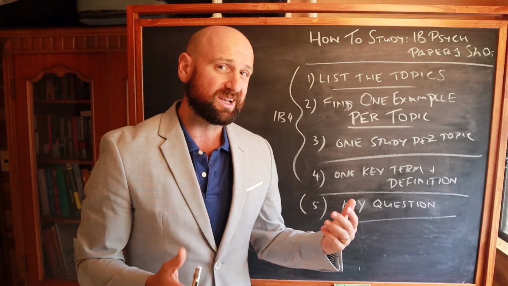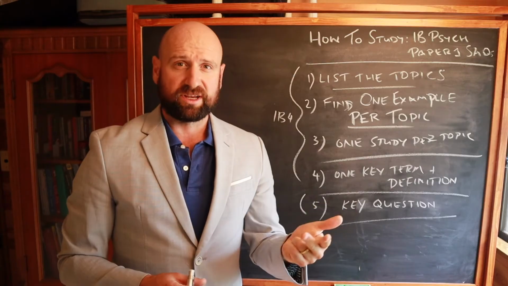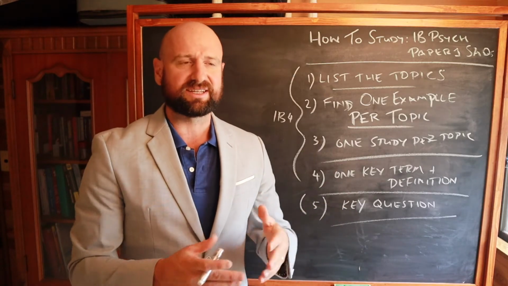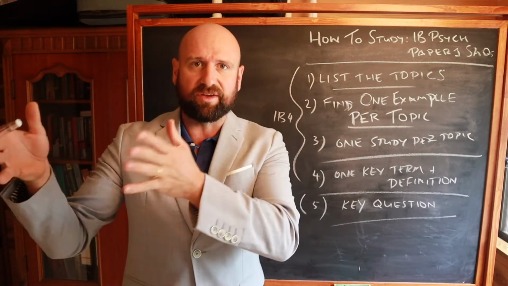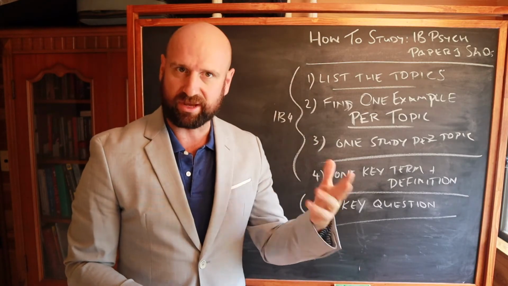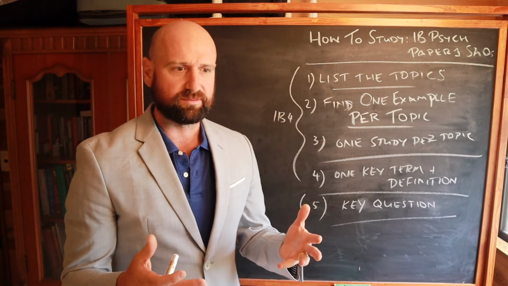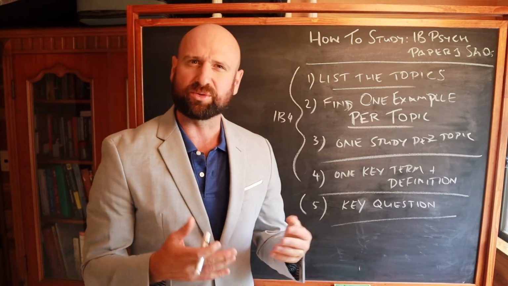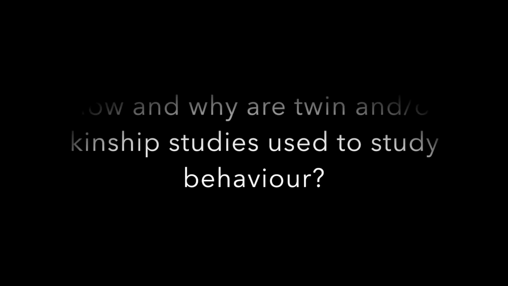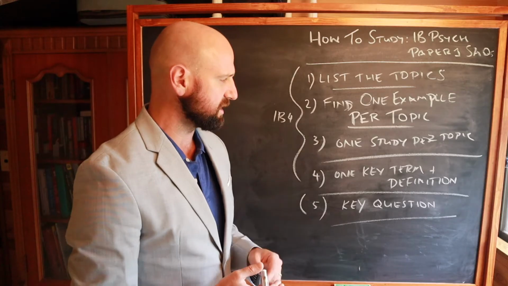The biological approach largely is pretty simple. Genes, hormones, neurotransmitters, agonists, antagonists. You can just ask, how does X affect behavior? How do hormones affect behavior? How do neurotransmitters affect behavior? How do genes affect behavior? Pretty straightforward. Other concepts in there are a little bit trickier, like twin and kinship studies. You would say, well, how and why they are used to study human behavior. That would be the key question there.